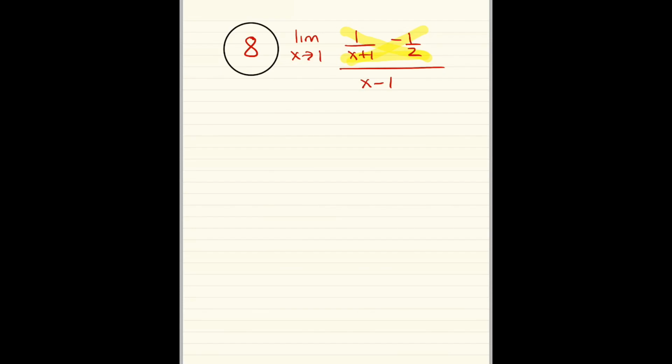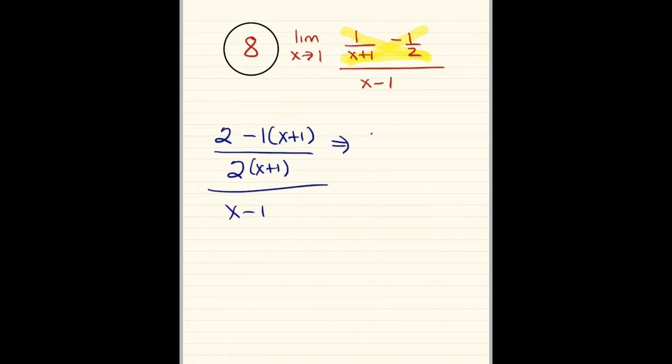So let me see what that looks like. 1 times 2 is 2. Negative 1 times x plus 1 over tomato sauce, which is 2 times x plus 1. Now I have the bottom, which is x minus 1. Let's clean up the top. You get 2 minus 1 times x, negative 1. And then we got 2 times x plus 1.